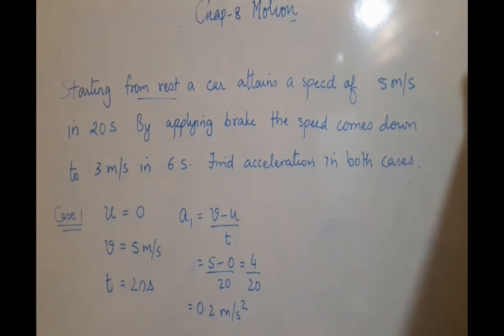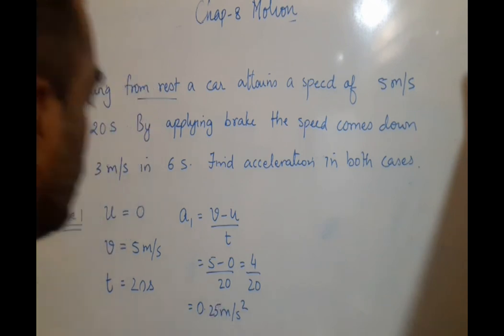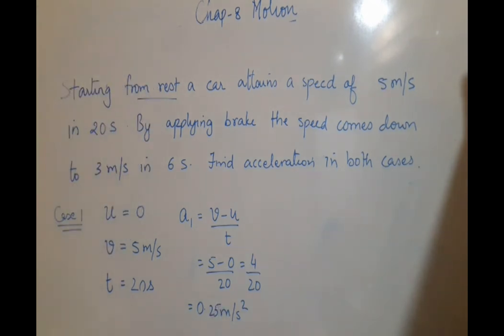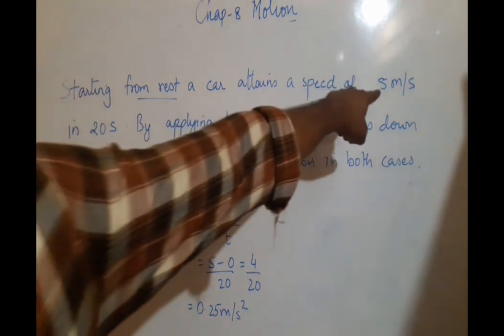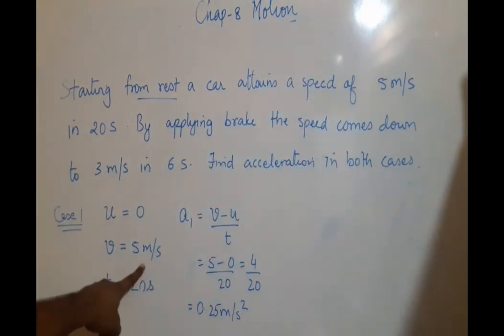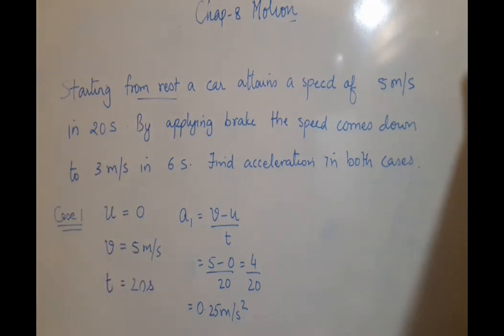So the acceleration of the car in the first case was 0.2 meter per second square. I hope you have understood this. Sorry, it is 0.25 meter per second square, since 4 upon 20 is 0.25. This was case 1. It started from rest, so initial velocity is 0, attained a speed of 5 meter per second, so final velocity is 5 meter per second, and time taken was 20 seconds. Since the speed is increasing, you can see the acceleration is positive.